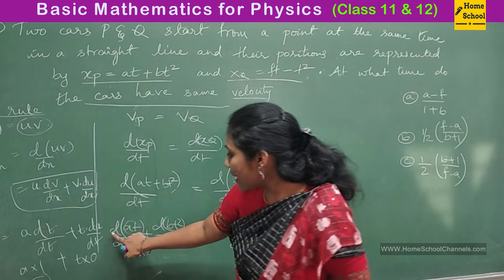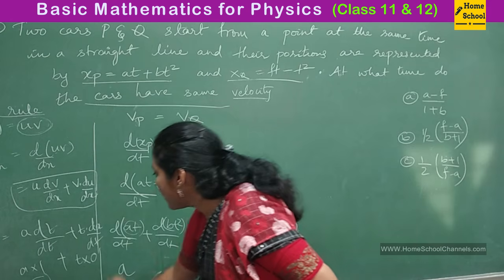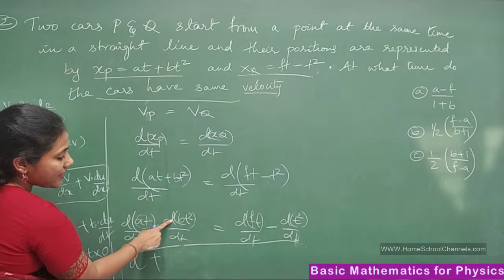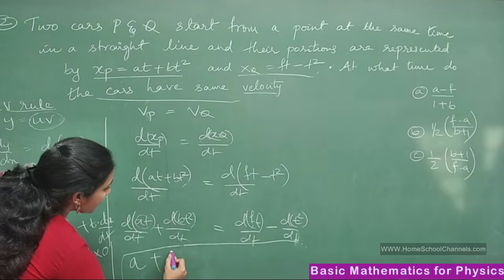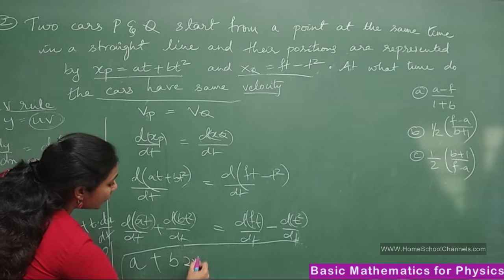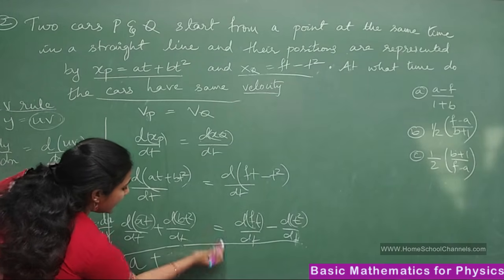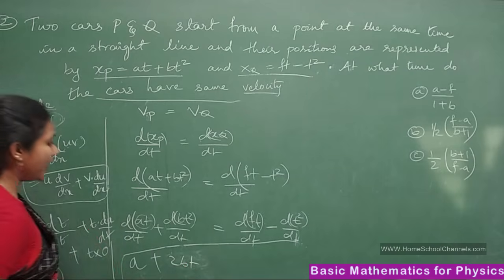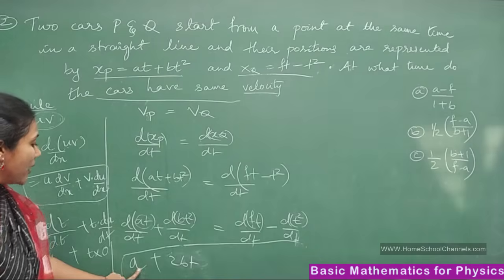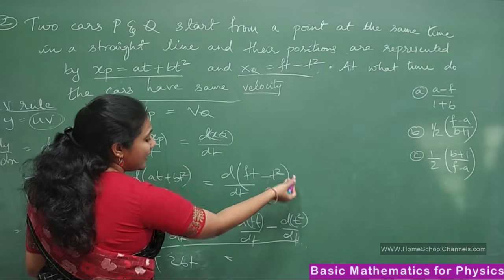So differentiation of at by dt is how much? It is a, right? You got it here, a plus. So similarly, differentiation of bt square is how much? b constant outside, b into 2t, right? So 2bt. So I'll write it this way. It is 2bt. Okay, so differentiation of at plus bt square is how much? a plus 2bt is equal to differentiation of ft minus t square.